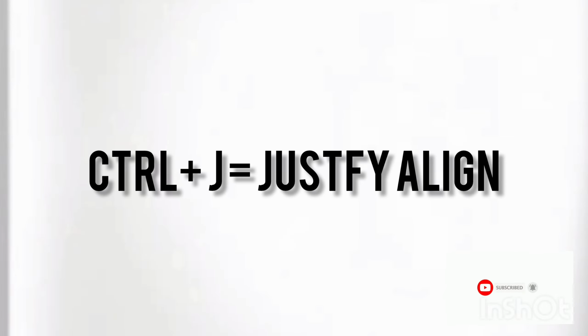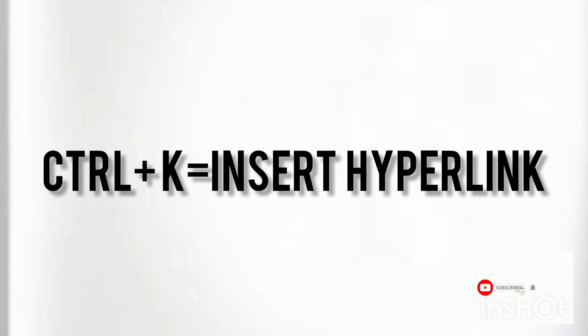And again for justify alignment, Control plus J is used. Inserting some hyperlinks in a writing system, using Control plus K. Control plus K is used to insert a hyperlink. And again for Control plus L, it is used for left alignment.